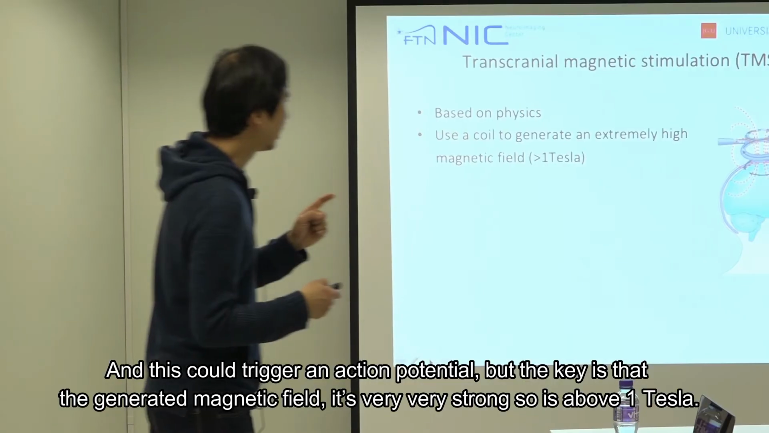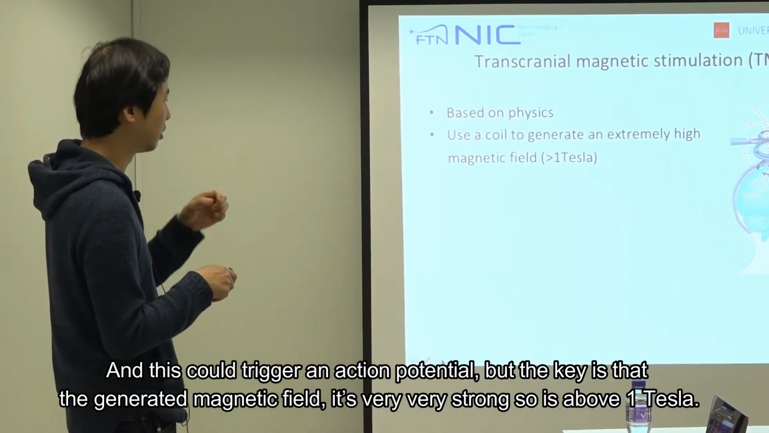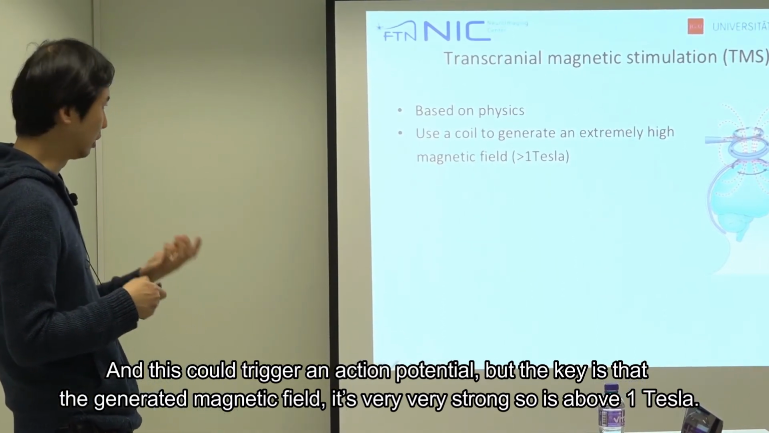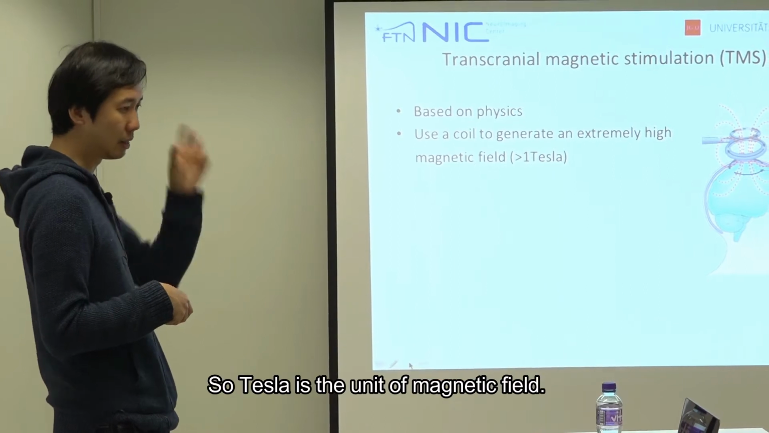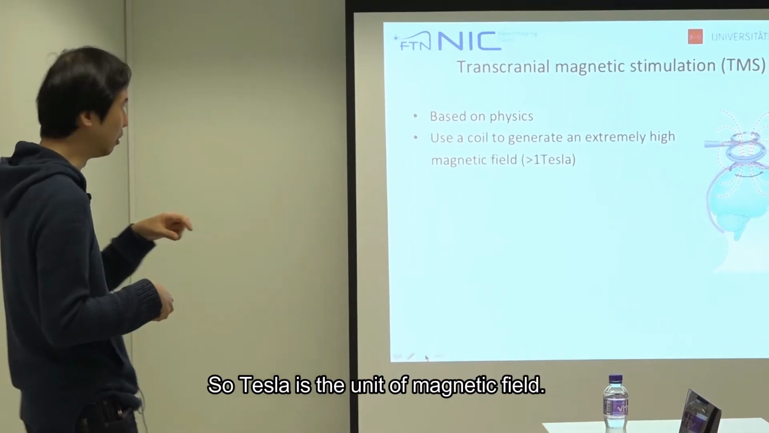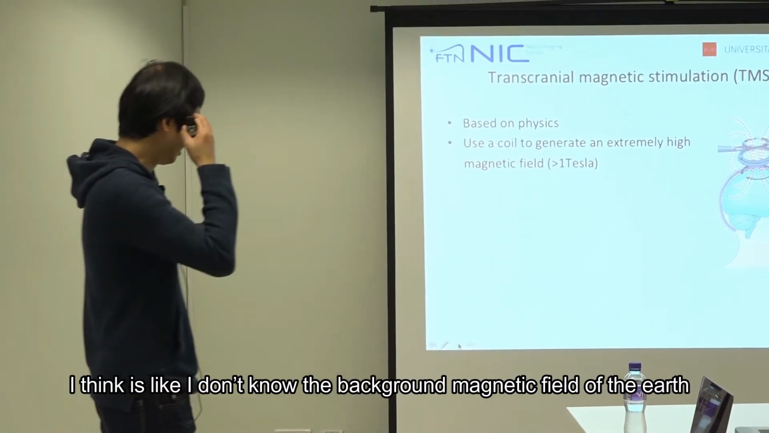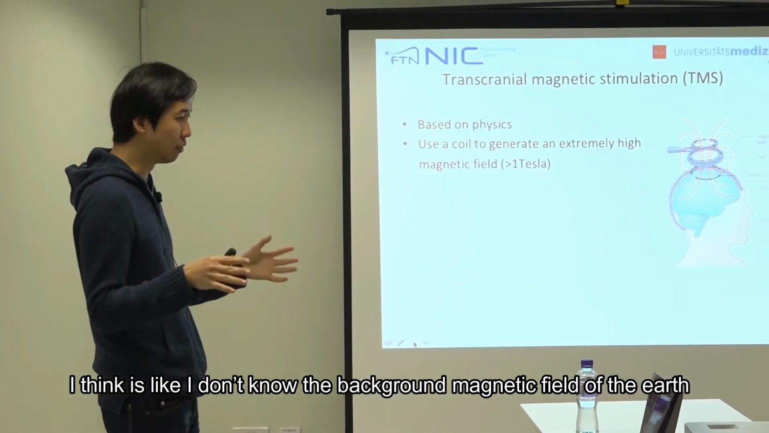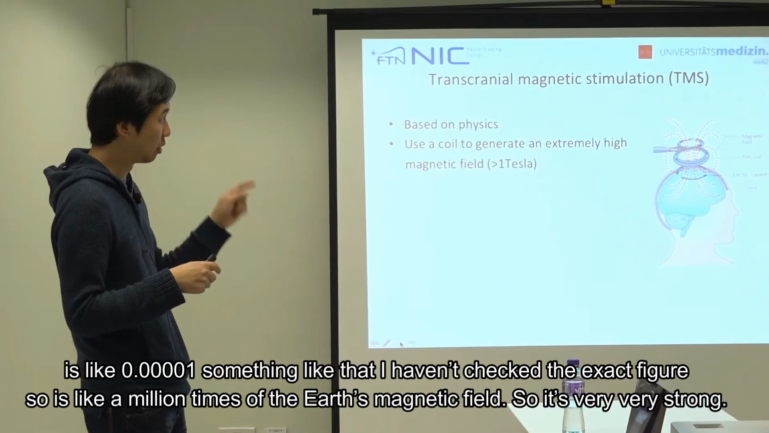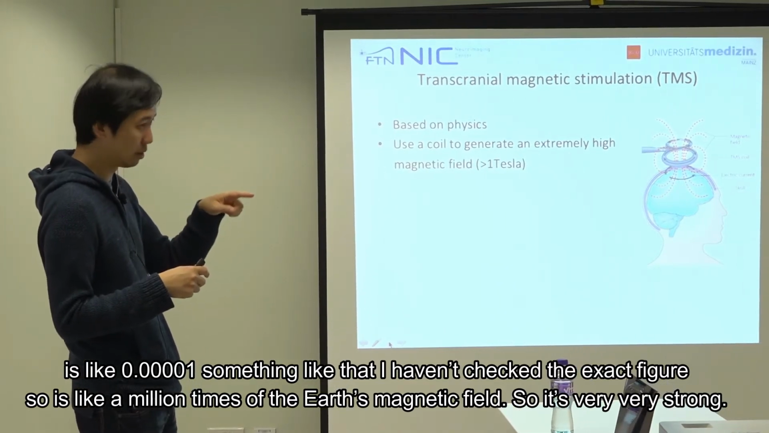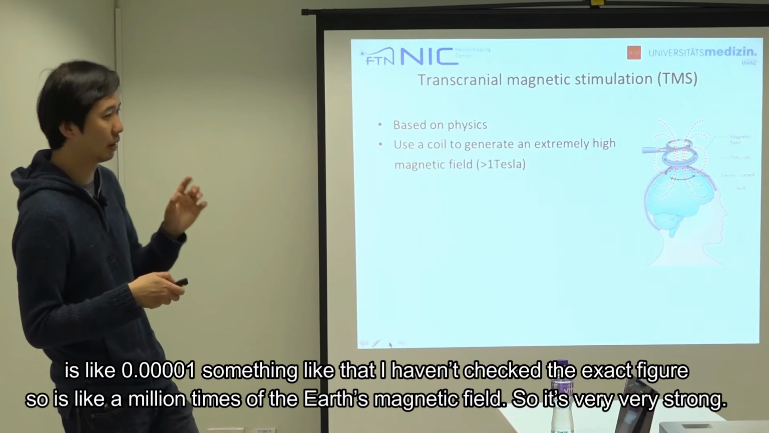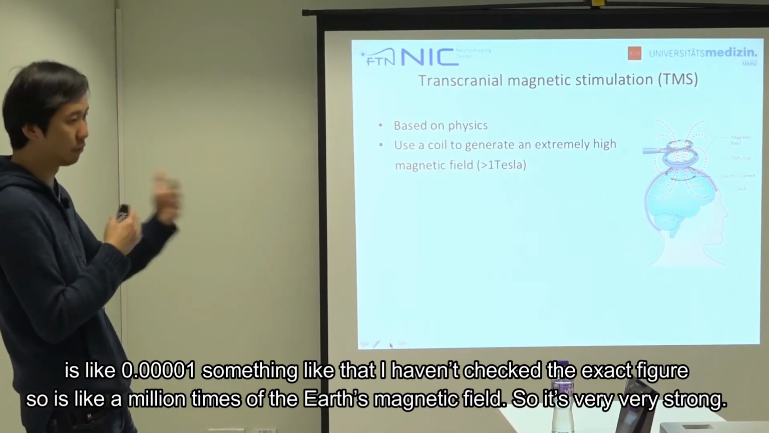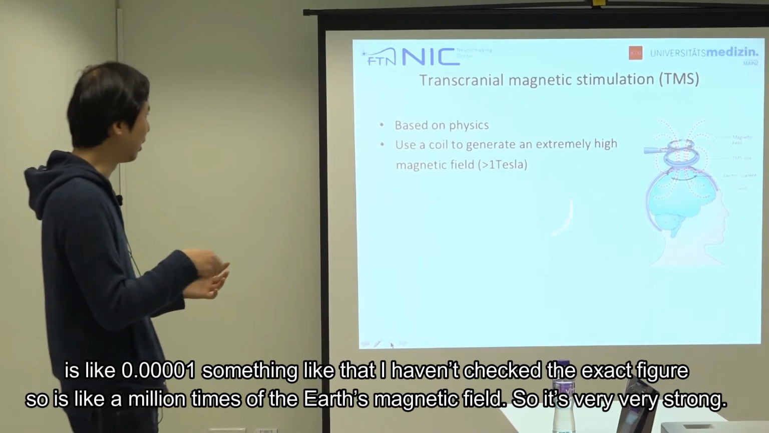But the key is that the generated magnetic field is very, very strong. It's about 1 Tesla. Tesla is the unit of magnetic field. I think the background magnetic field of the Earth is like 0.00001, something like that. I haven't checked the exact figure. So it's like 1,000,000 times the Earth's magnetic field. So it's very, very strong.